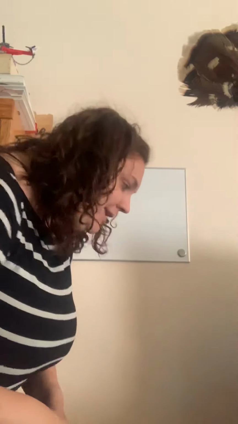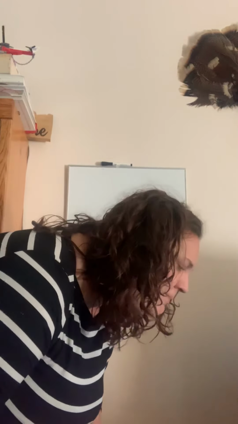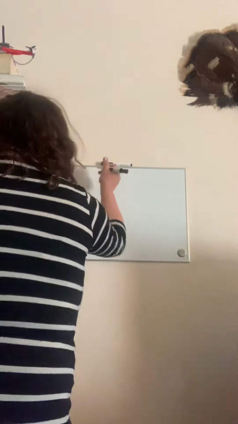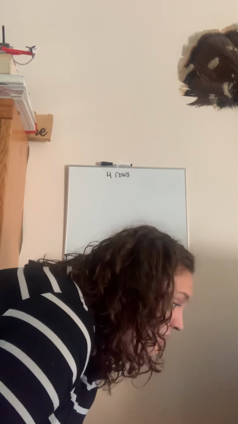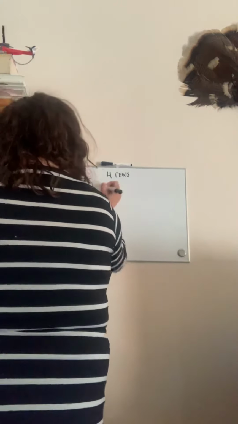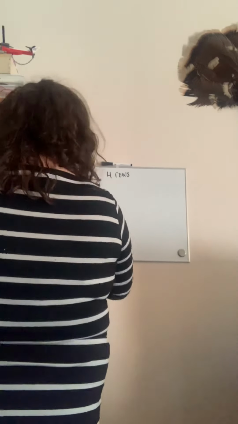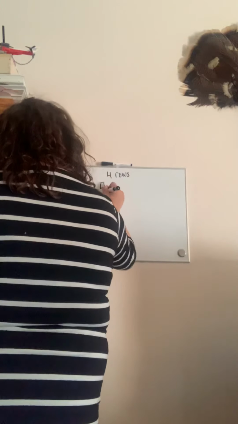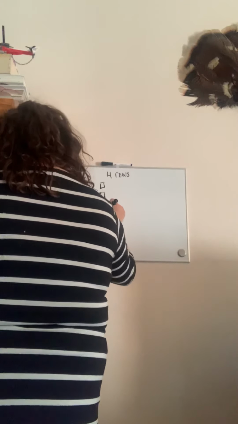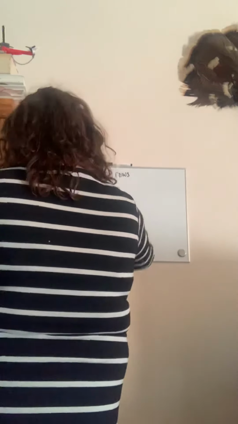Okay, so it says Nadia hangs her photo on the wall. She makes 4 rows, so I know 4 rows. And it has 3 photos in each row. How many photos did Nadia hang on the wall? So there are 4 rows. I'm going to make it look like a picture actually. 4 rows. And there's 3 in each row.